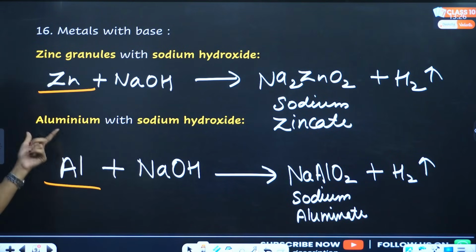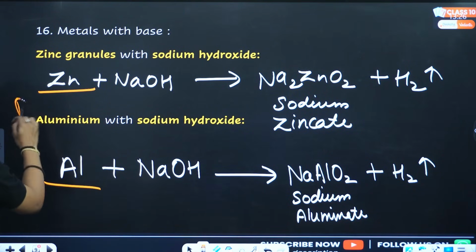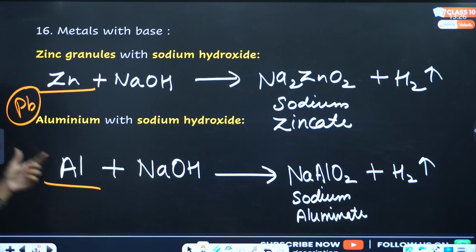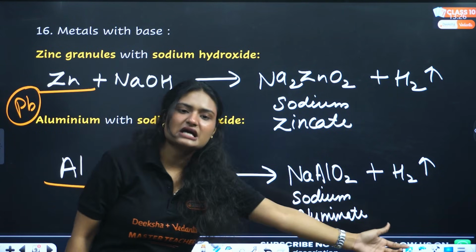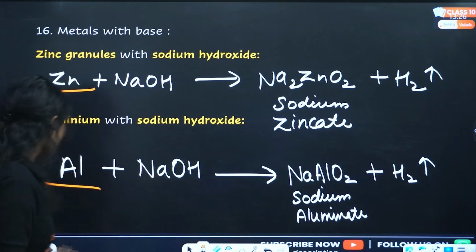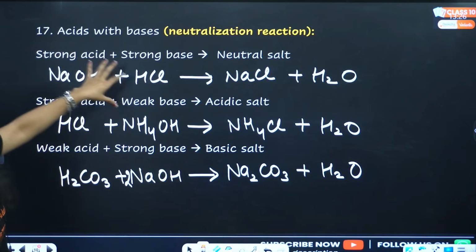Next, we have zinc, aluminum and lead. These three are amphoteric metals. So when aluminum reacts with sodium hydroxide, the base, we also get a salt and hydrogen gas is evolved. Salt is sodium aluminate.